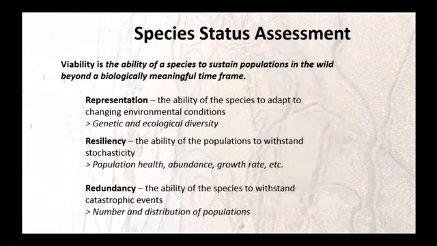So we do this assessment of the current status and the future status through this lens of these terms called the three R's: the representation, the resiliency, and the redundancy. And these have specific definitions. The overall goal is to try to assess the viability of the species, which is the ability of the species to sustain populations in the wild beyond biologically meaningful time frames. This stuff is a little jargony, but this is pulled right out of the guidance documents for the Wildlife Service on how to do these.